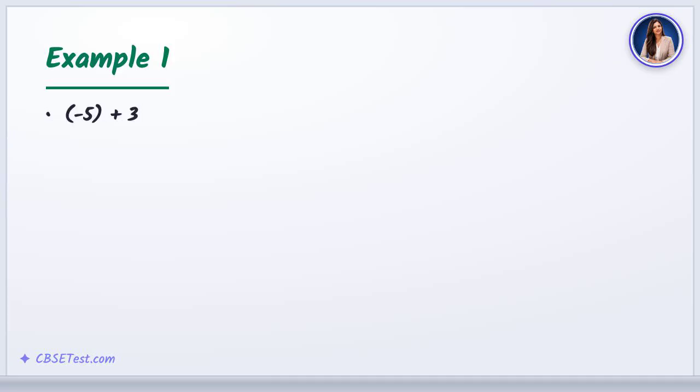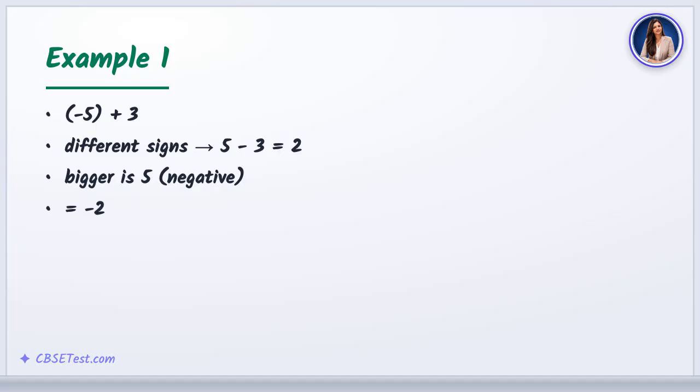For -5 plus 3, the signs differ, so subtract. 5 minus 3 is 2. The larger number, 5, is negative, so the answer is -2.